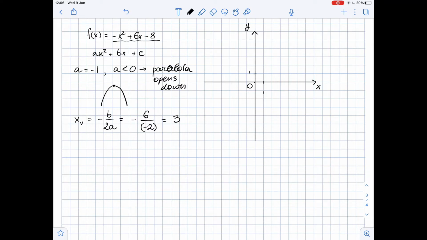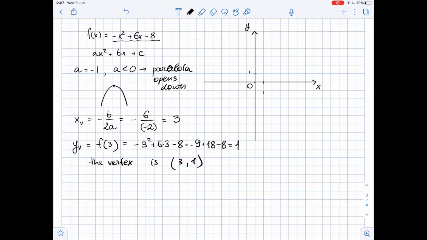Well, now we need to find the y-coordinate of the vertex. The y-coordinate of the vertex, we can find it by calculating f of 3. And this is equal to negative 3 squared plus 6 times 3 minus 8. Negative 3 squared is negative 9, plus 18, minus 8, and this whole thing is equal to 1. So the vertex of our parabola is (3, 1).